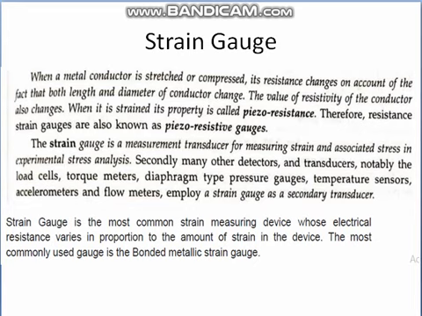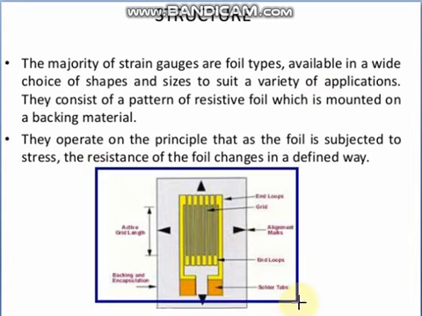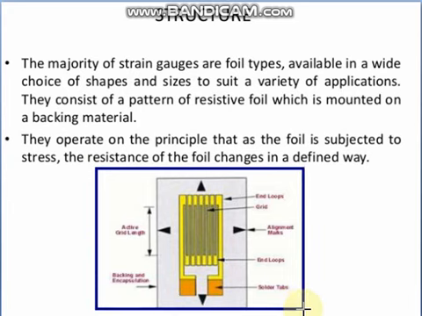Now the structure of the strain gauges. Majorly the strain gauges are of foil type, available in a wide choice of shapes and sizes according to the applications. Now here in this diagram, let me show you. This is the diagram which is showing a pattern of a foil type strain gauge.